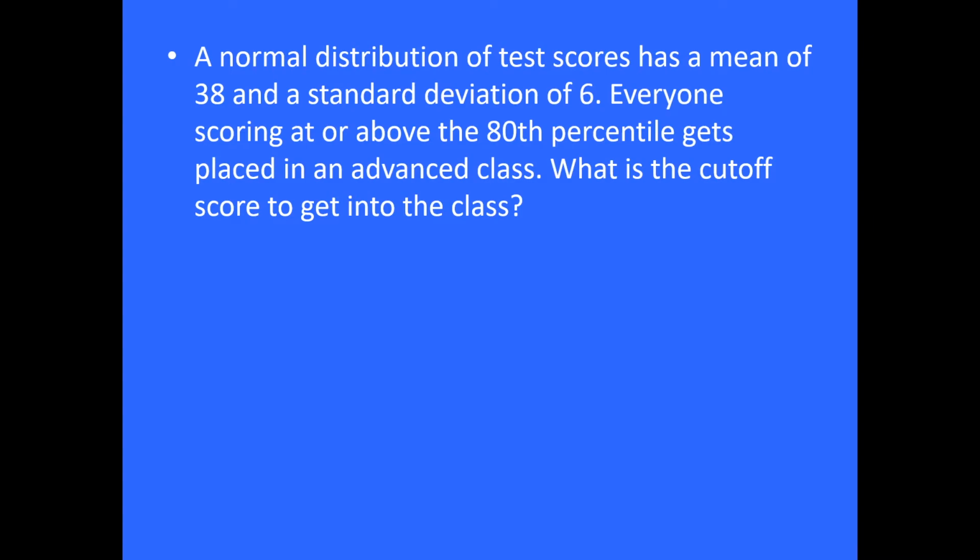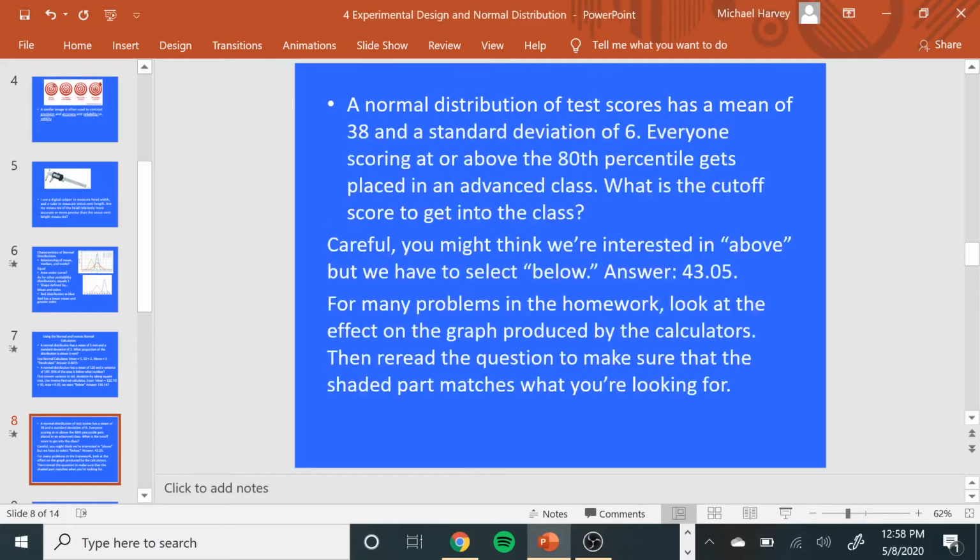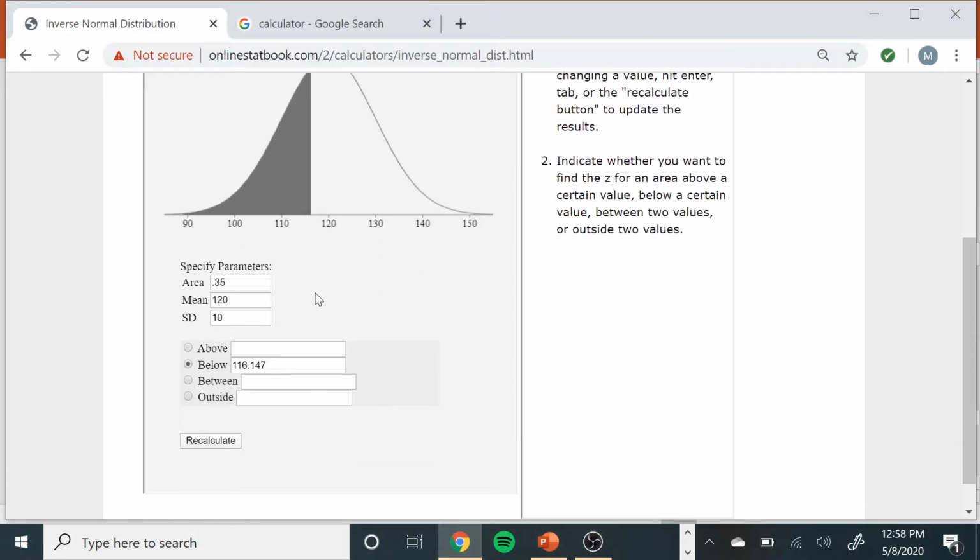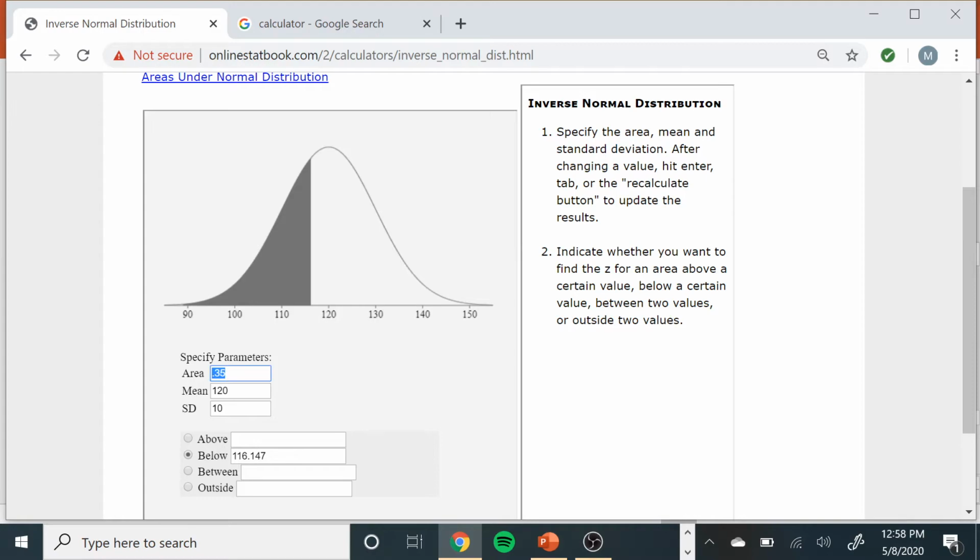The first thing you might ask is, which of these two calculators do we need? Both calculators have a mean and a standard deviation, but only one of them has us put in a percentage. That's what we're talking about with a percentile, right? We're interested in the 80th percentile, so that's the inverse normal. Let's go back over here and take a look. We're looking at the 80th percentile, so let's put 80 in there. Now let's put in our mean of 38, and the standard deviation of 6.